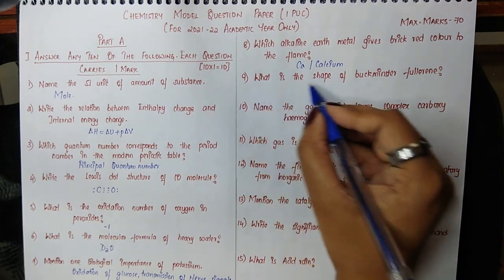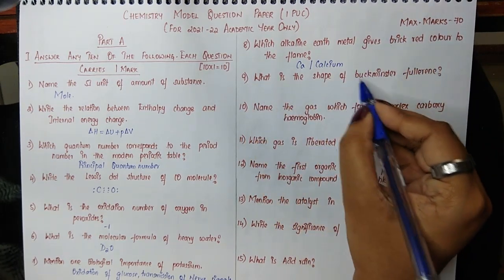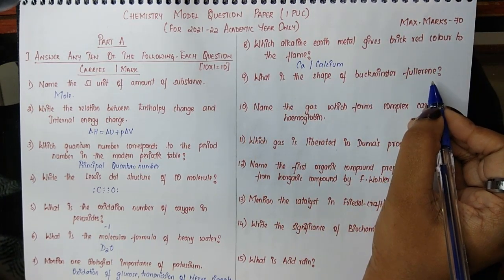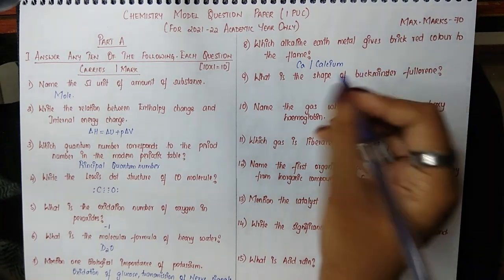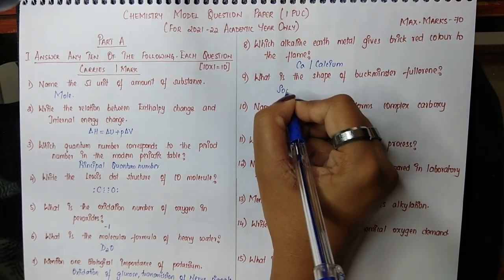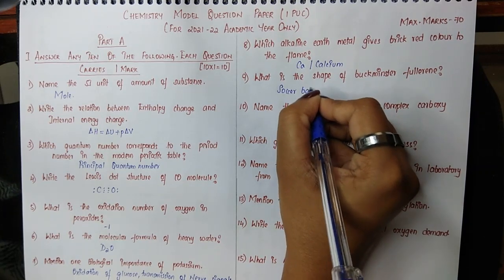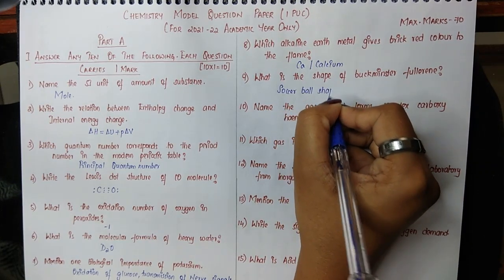Then question number 9, what is the shape of a Buckminster fullerene? This is one of the allotropic forms of carbon. We will study it in P block element. So here this is a soccer ball shape.